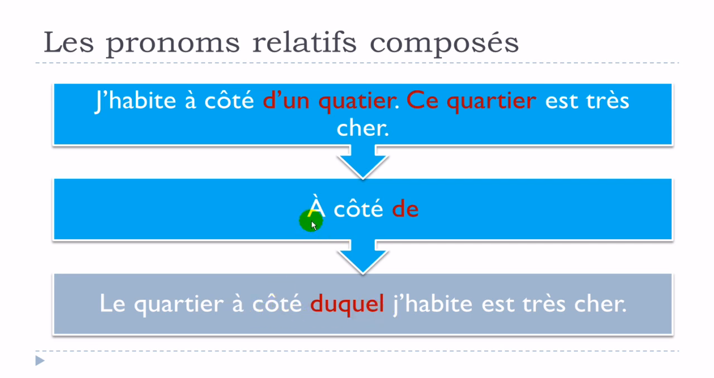So we keep this à côté de, and then we combine it with lequel, so it will become duquel. Then we put back our verb from the first sentence, j'habite, and then we put the rest of the second sentence here at the end, est très cher. And we get this beautiful sentence: le quartier à côté duquel j'habite est très cher.